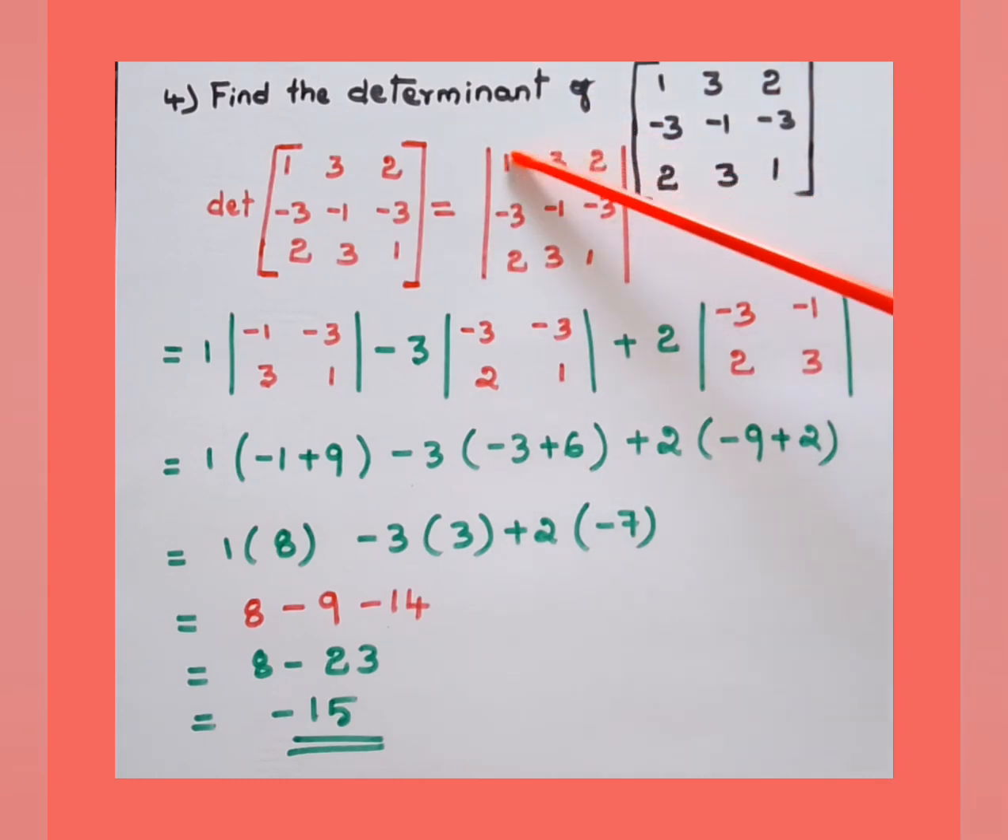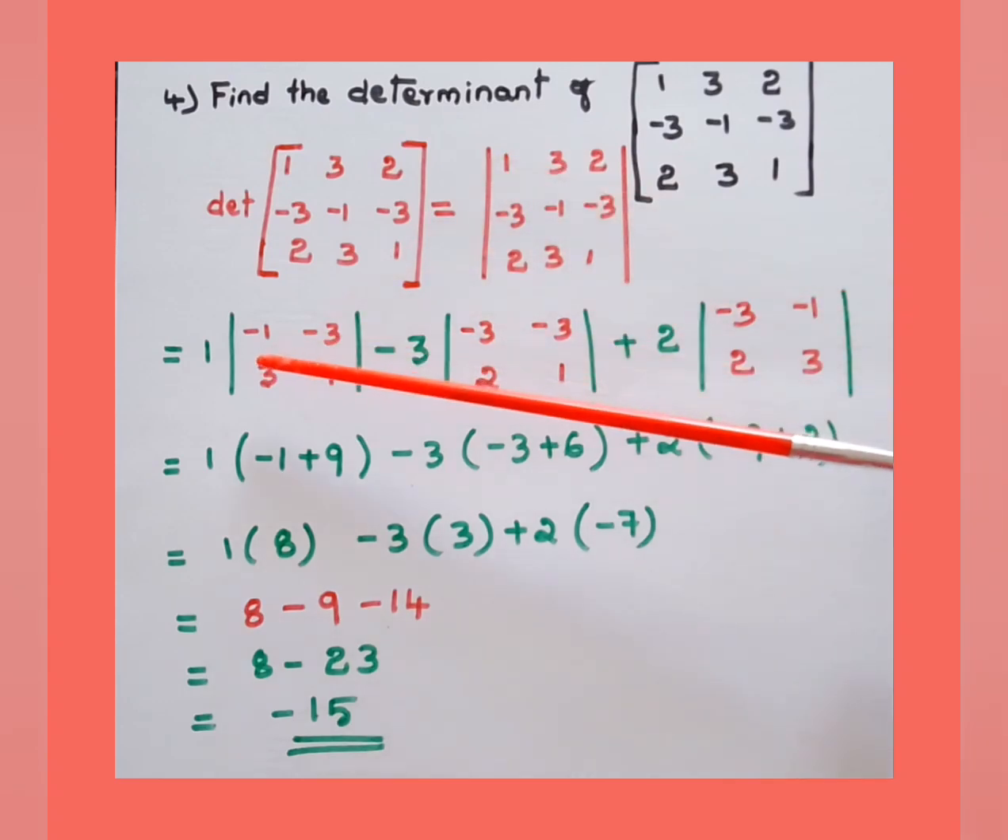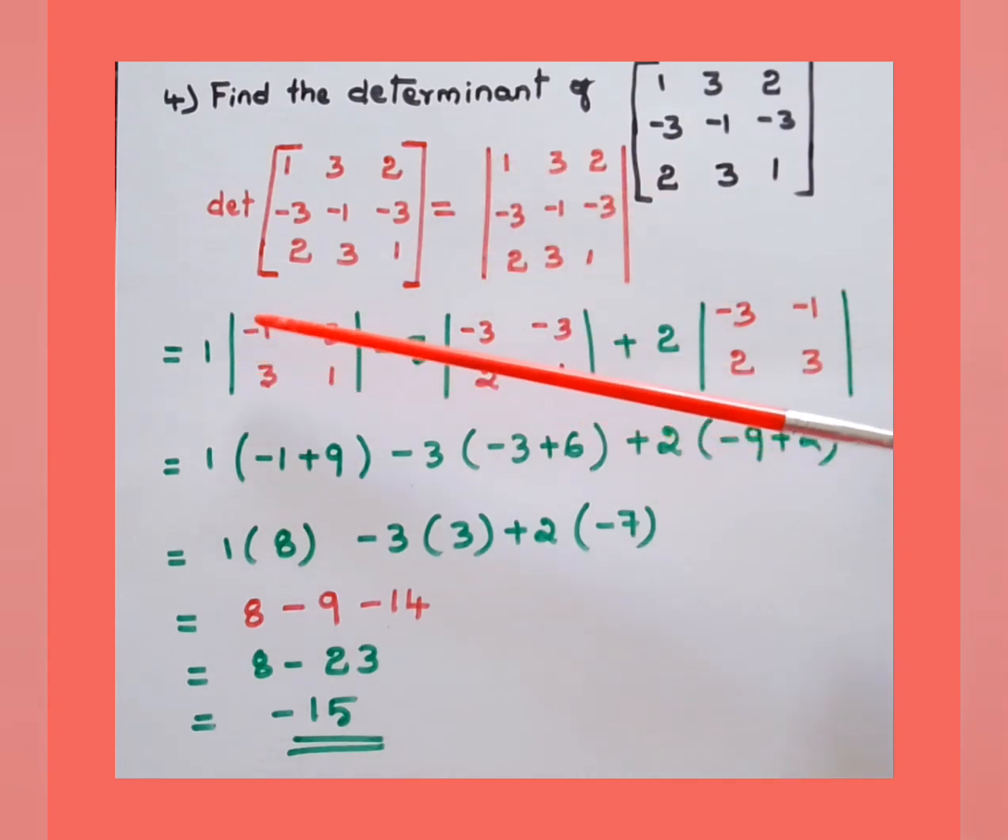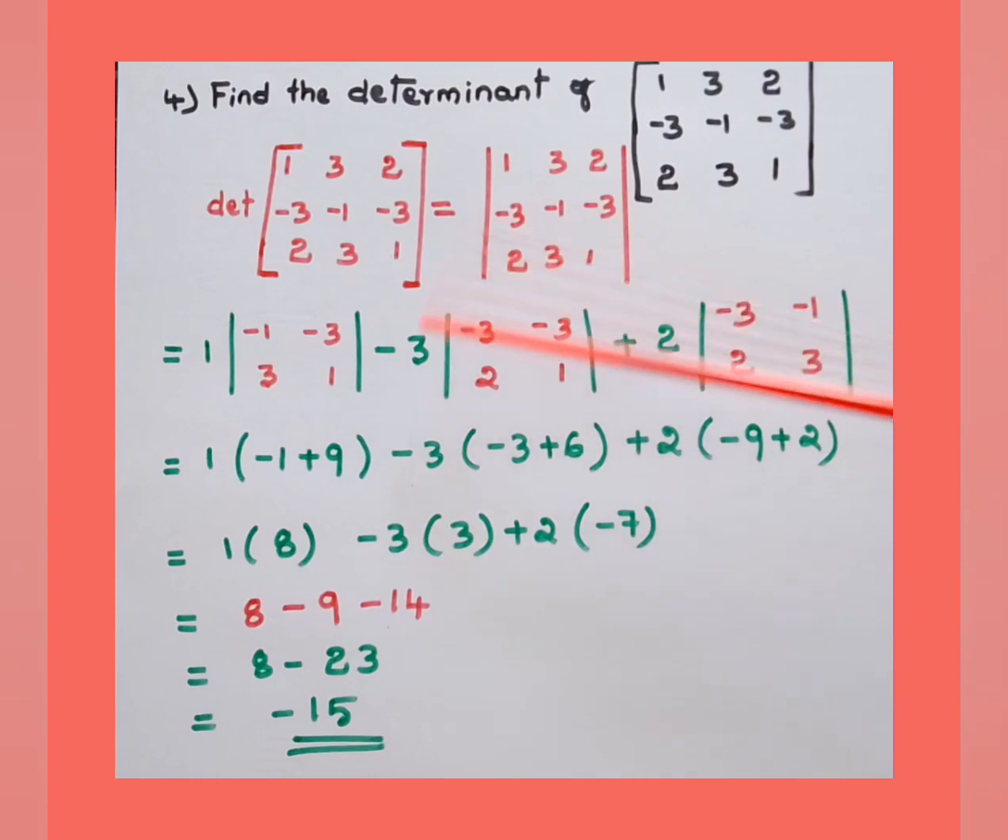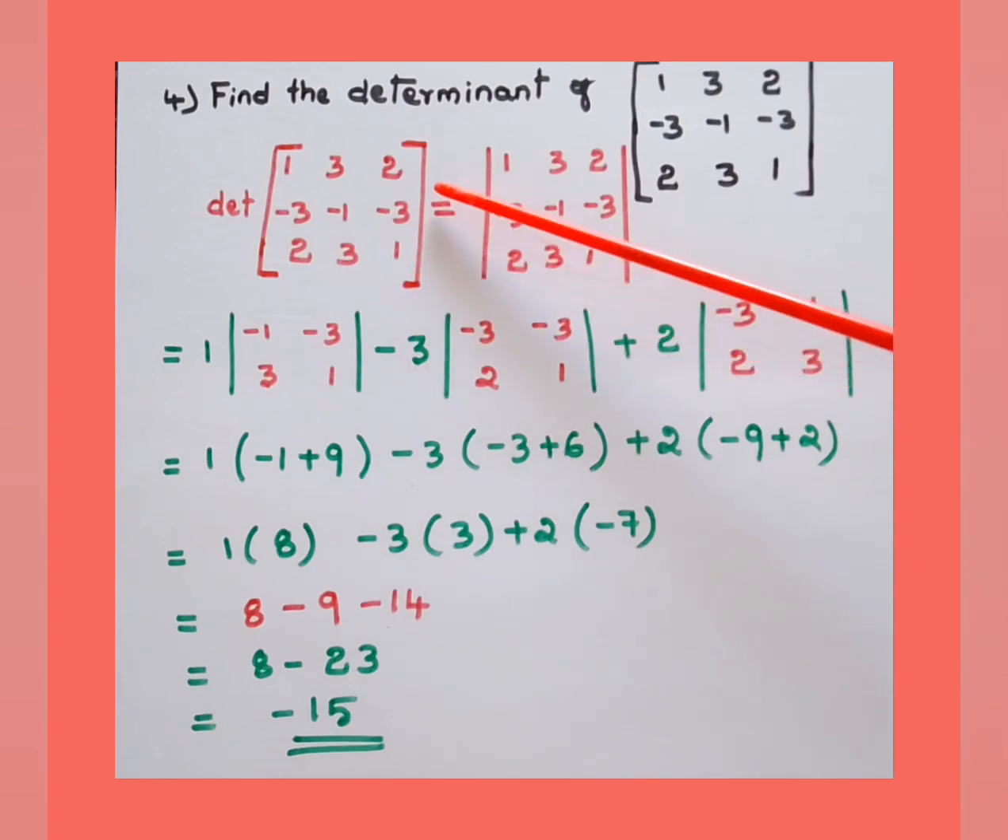First row, I choose only this first row to find the determinant. First one, 1, there is a number 1 here, so write the number 1 outside. Then put the determinant sign. Next step, you cannot carry the matrix symbol with the square bracket. You have to put the determinant sign.